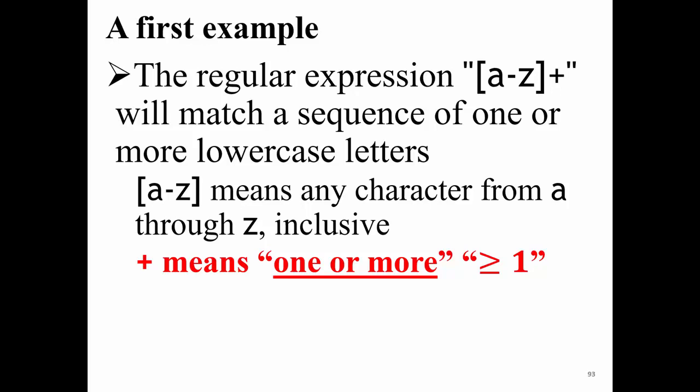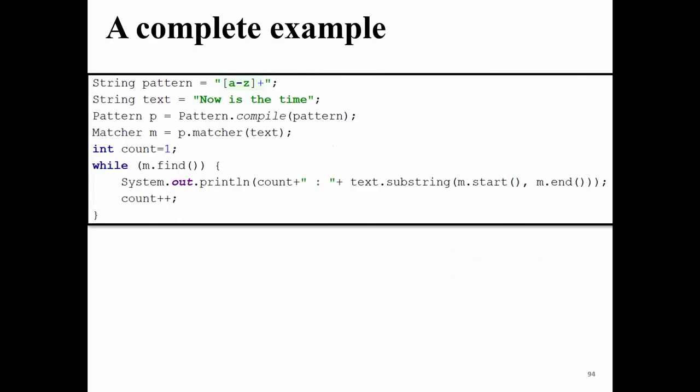The plus sign means one or more, greater than or equal to 1. So give me a single character, and if it is lowercase, it matches. If I have a text that is all uppercase, I will get a failure. There's no matching. So this is matching a single character within the range small a to small z, one or more. So this is an example.